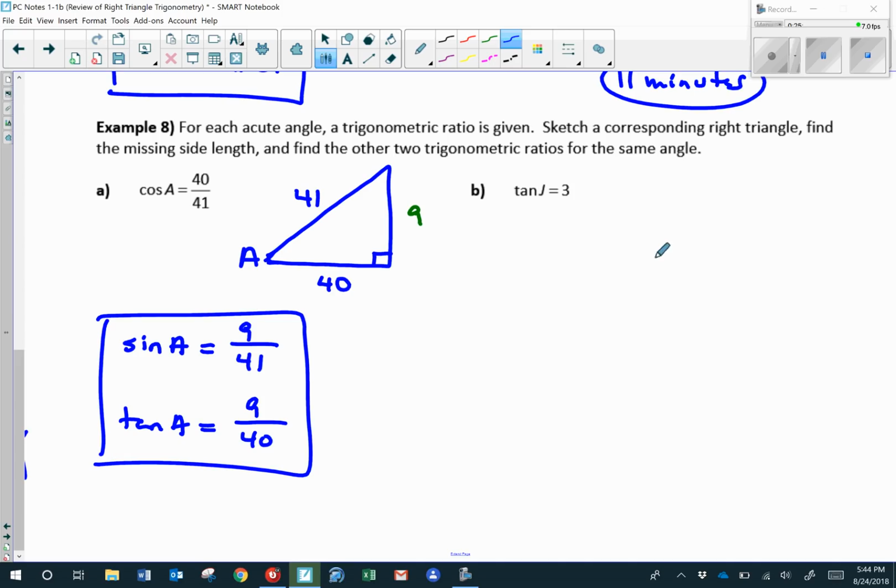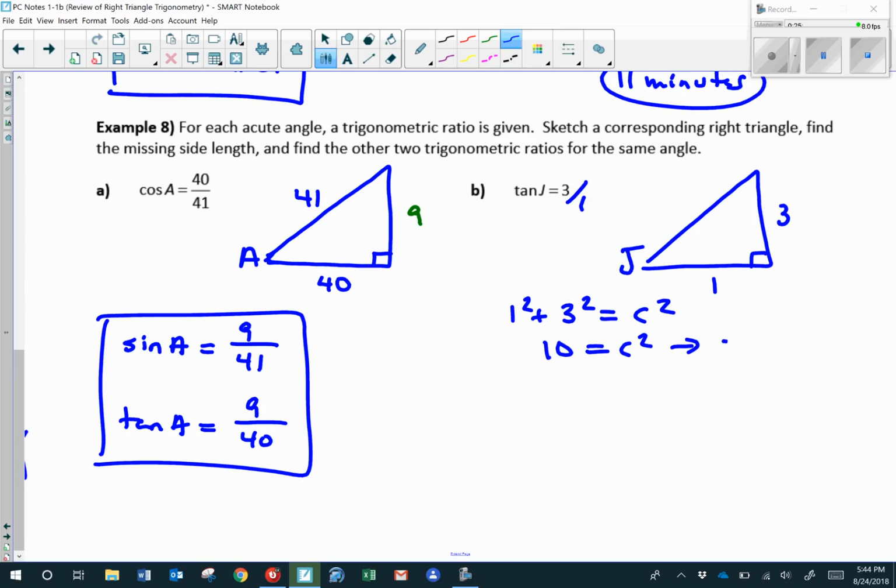Last example is another acute angle J, so I'll just draw a right triangle. And acute angle J has a tangent ratio of 3. Well, now you notice that 3 is not a fraction, so I'm just going to put it over 1. And tangent is opposite over adjacent, so we can make our opposite side 3 and our adjacent side 1. Now we have to find the hypotenuse. That's not a Pythagorean triple, so we'll want to use the Pythagorean theorem to find the hypotenuse. 1 squared plus 3 squared would be 10, so that gives us a C value of the square root of 10 that we can insert there.